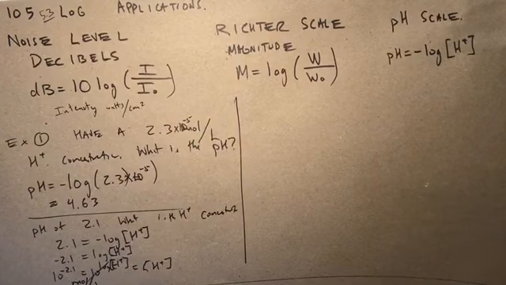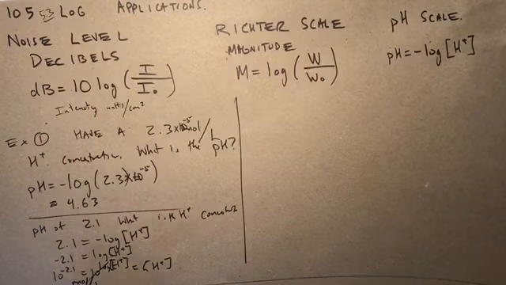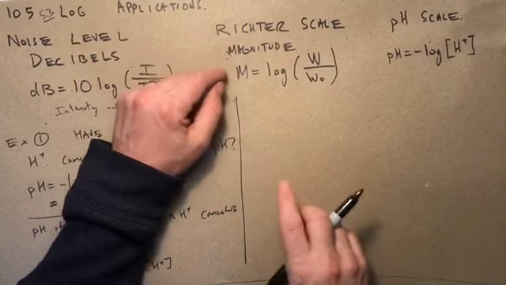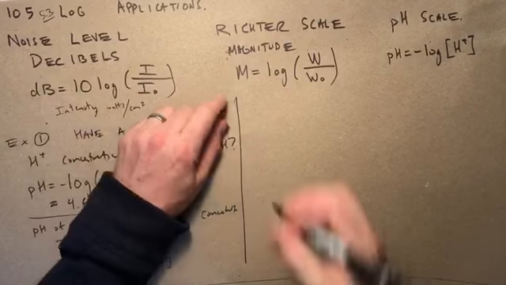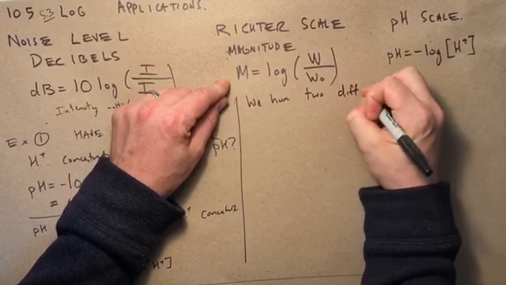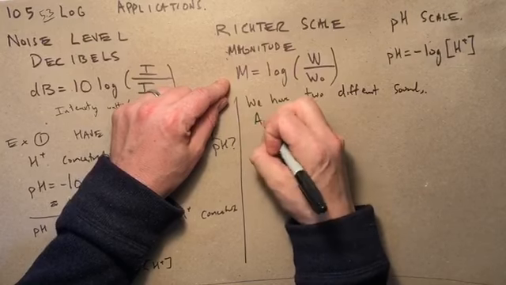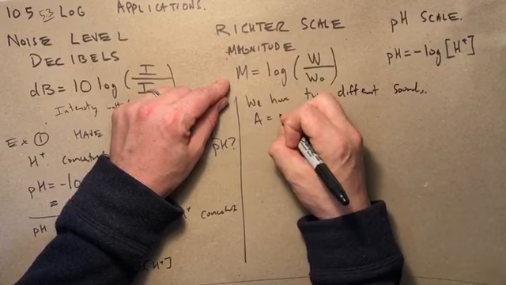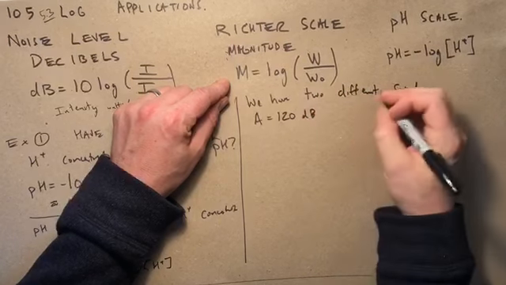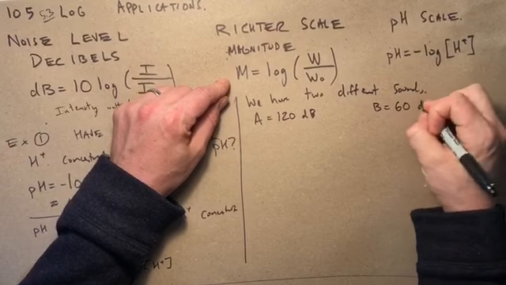So I think in the book, they might give us the baseline numbers for decibels and for the Richter scale, but that's not important because what's typically going to happen here is we're going to have, let's say, two different sounds. We'll say sound A is at 120 decibels, and sound B is, we'll say, 60 decibels.